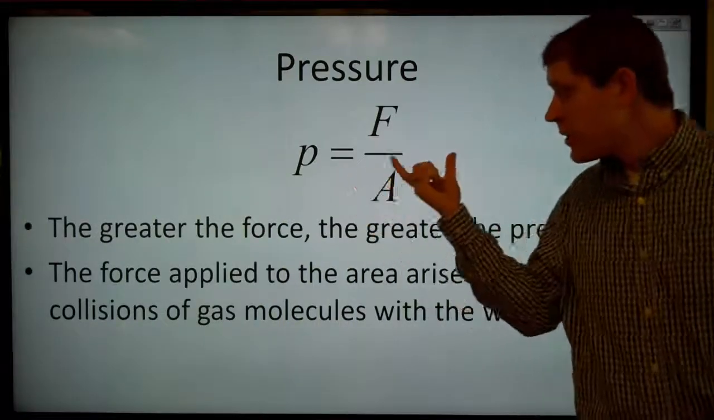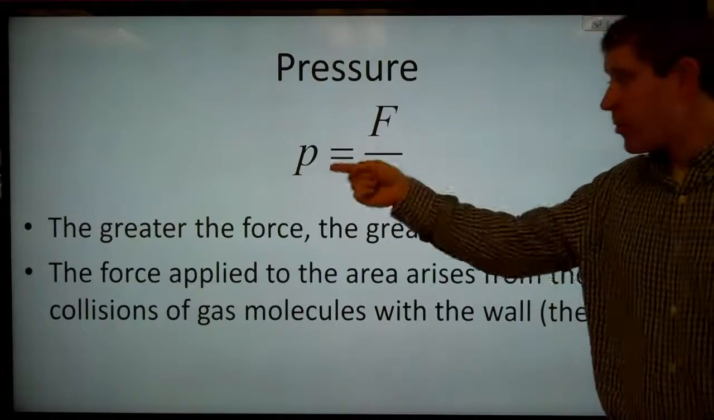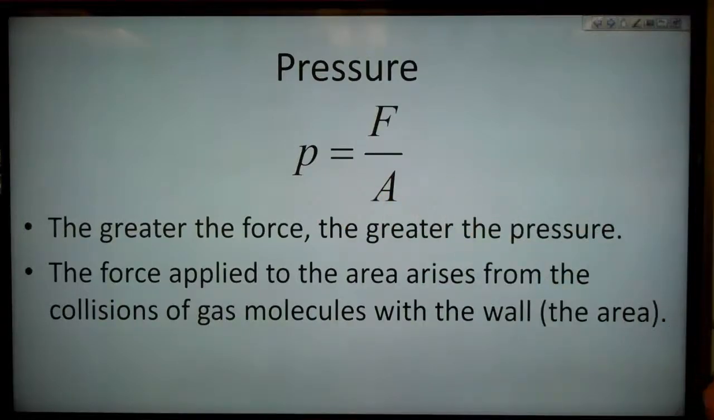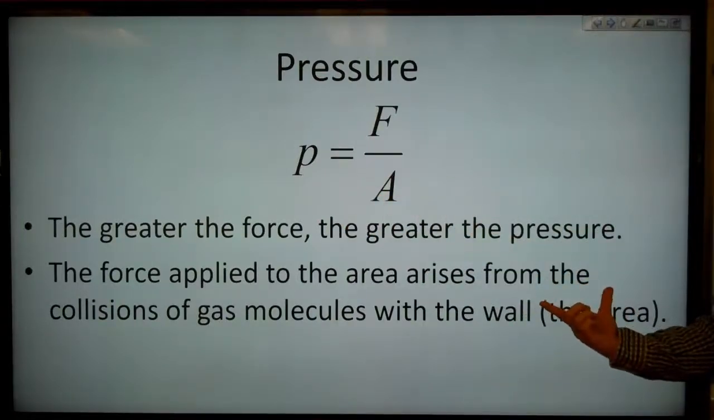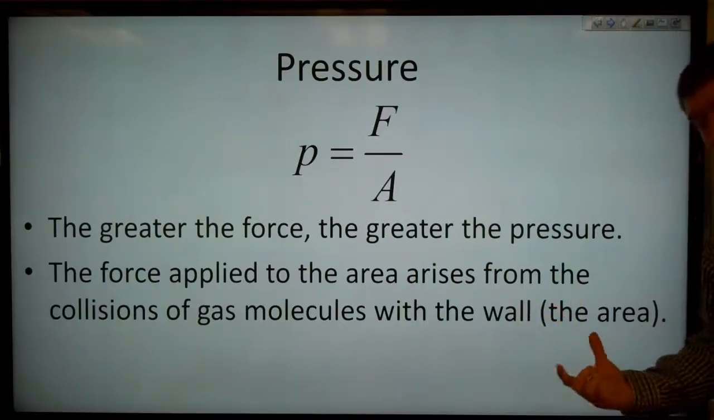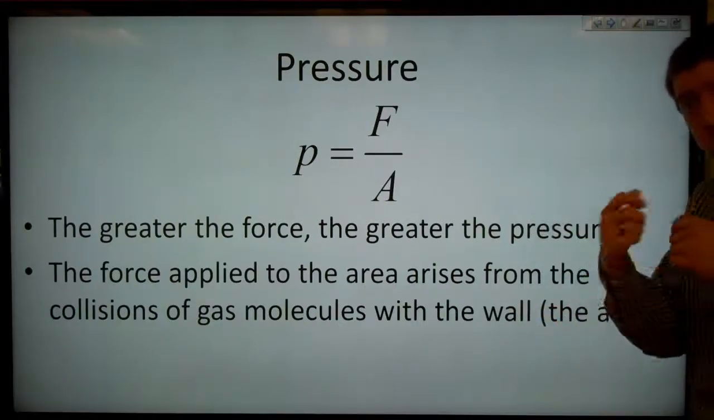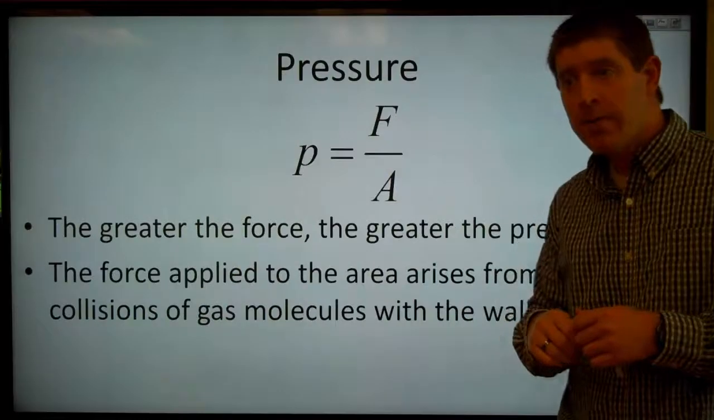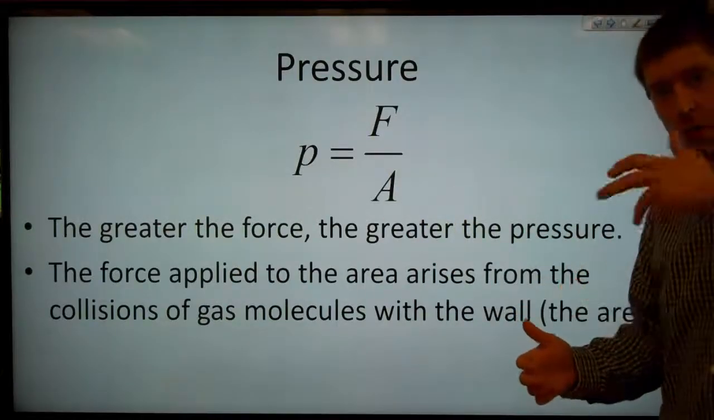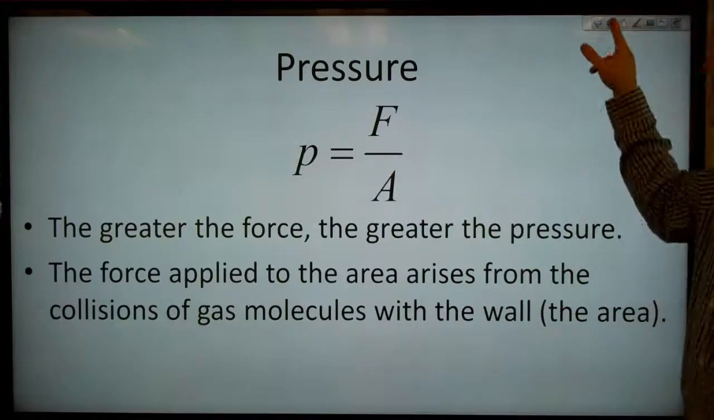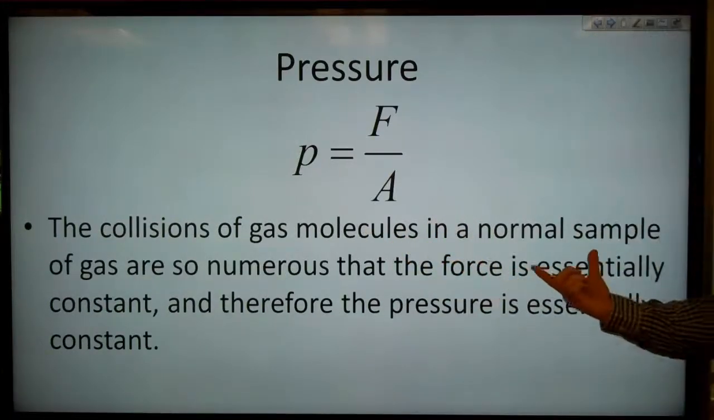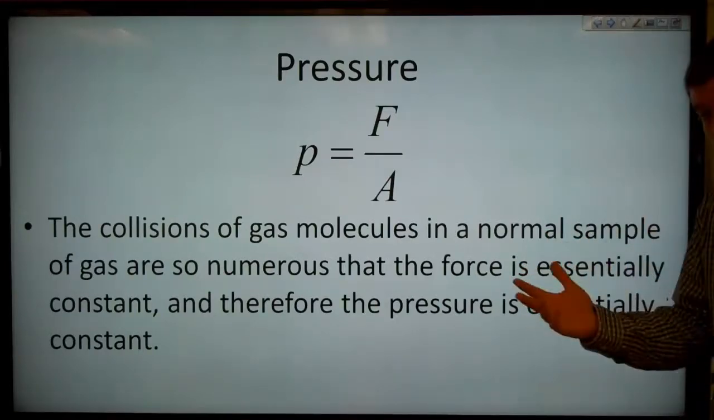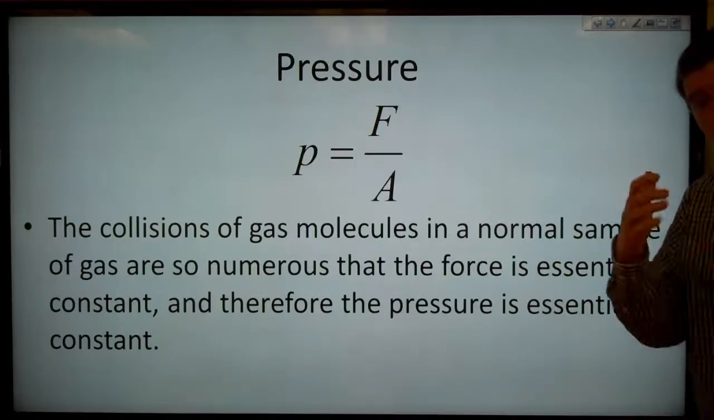So what this means is that the greater the force that's being applied, the greater the pressure is, and the larger the area is, the lower the pressure is. So the force applied to the area arises from the collisions of our gas molecules with the wall. Right? We have our gas molecules constantly moving around. And for every one of those molecules, in order for it to change direction, it has to exert a force on the wall, and the wall exerts a force back on it. So the wall sees a force, the molecule sees a force, and then goes bouncing off in some direction. The collisions of gas molecules in a normal sample of gas are so numerous that the force is essentially constant. It doesn't change with time.